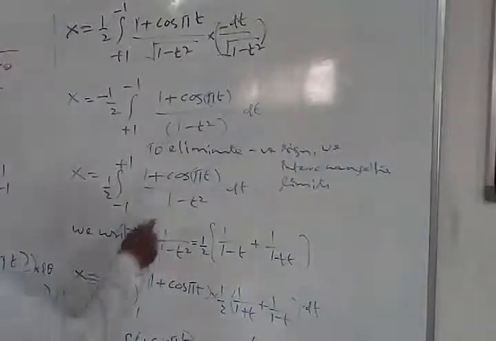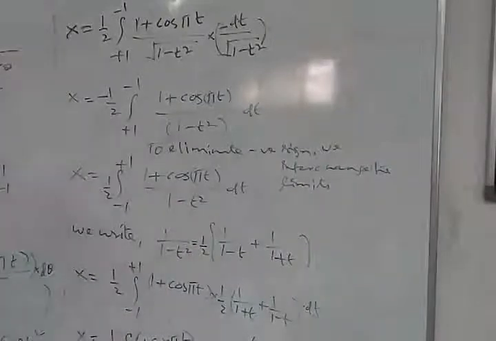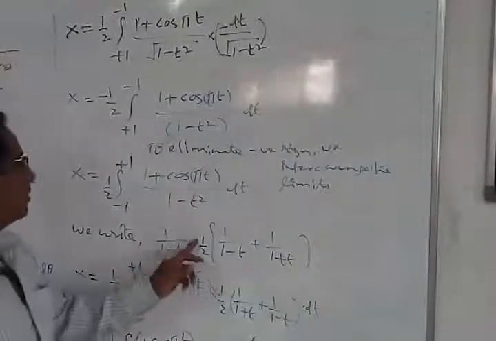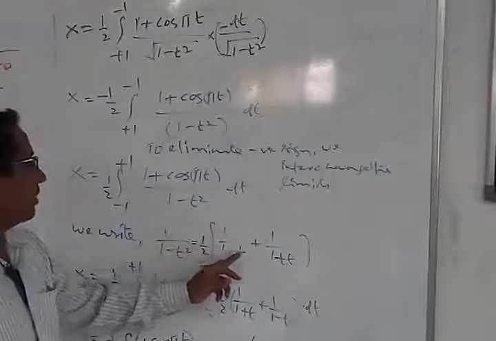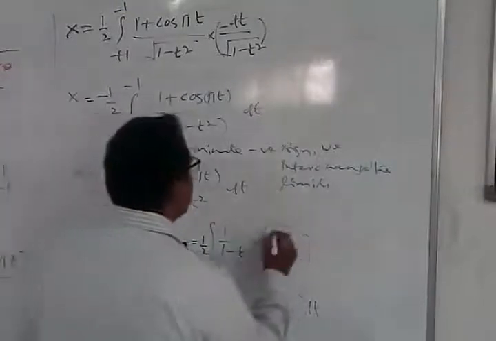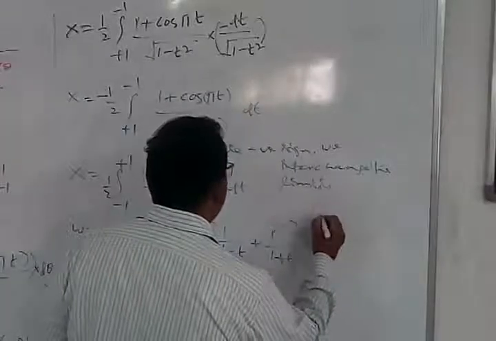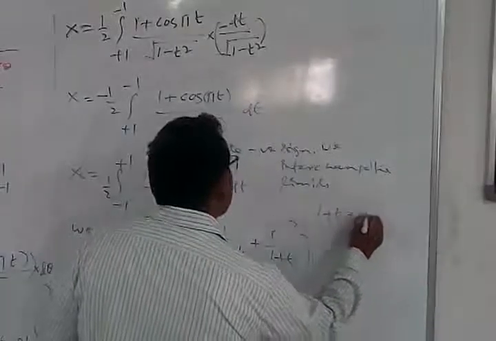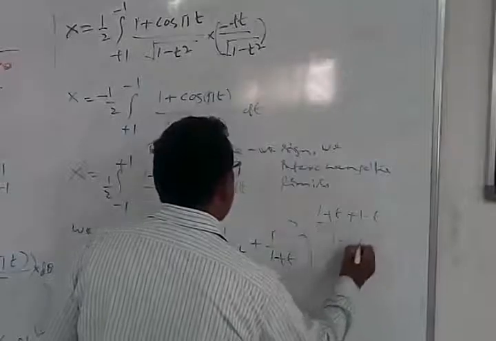Now here this 1 by 1 minus t square, I can simply expand as 1 by 2 into 1 by 1 minus t plus 1 by 1 plus t. If you solve this, what I will be getting is 1 plus t plus 1 minus t by 1 minus t square.